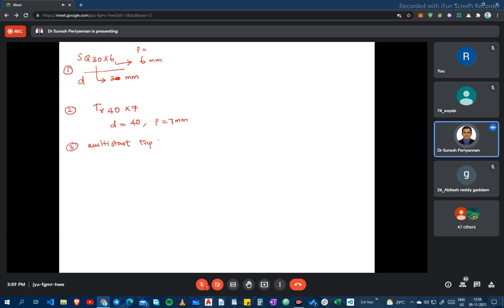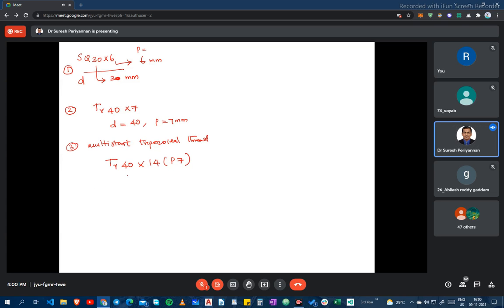Multi-start trapezoidal thread. In this case, we are using TR, same notation, 40 into 14 into pitch 7. From this, we are able to understand whether it is a 2-start thread, 3-start thread, or 4-start thread. How can I understand here?